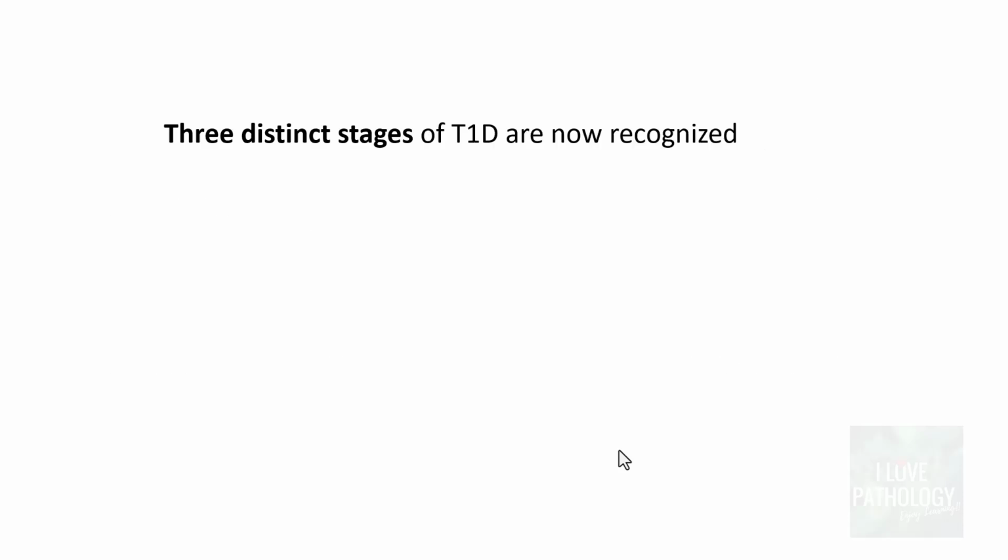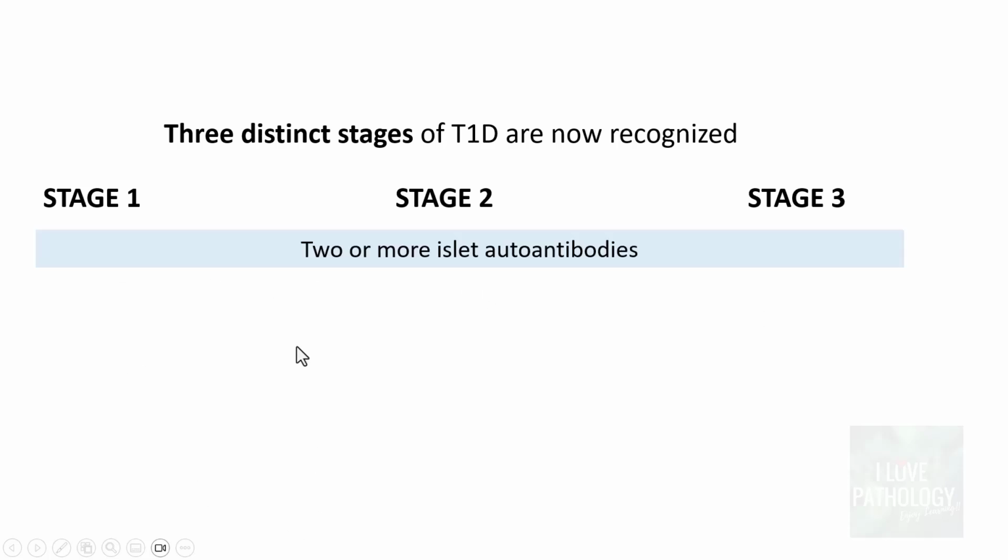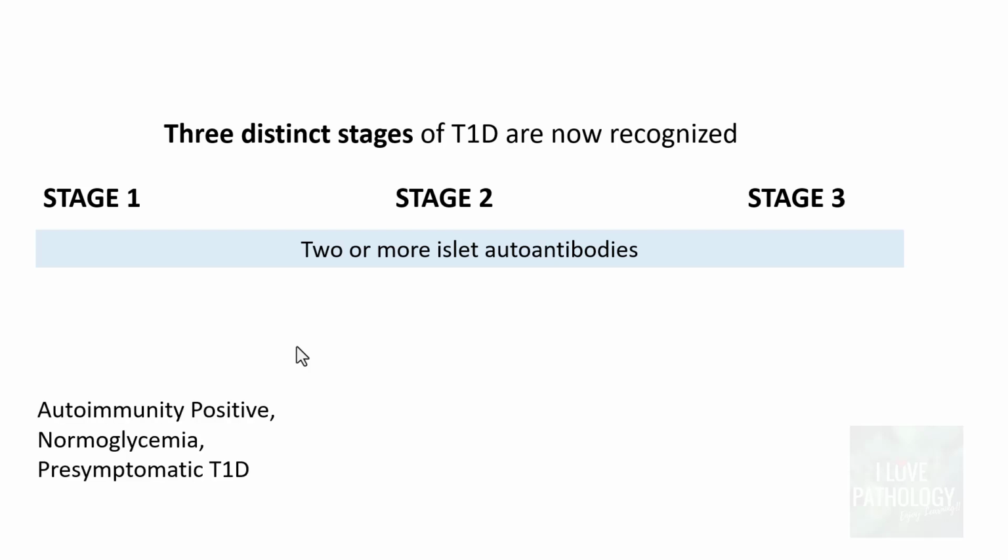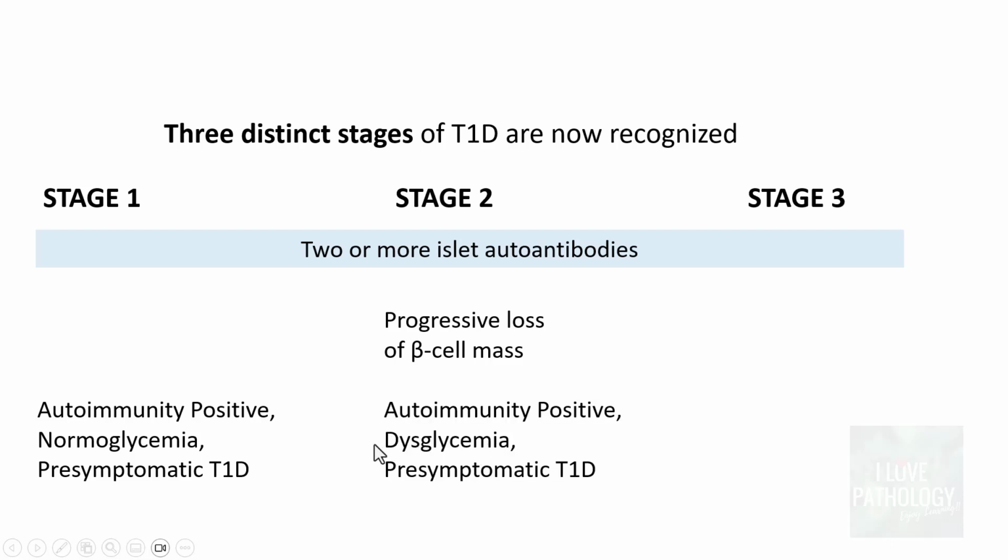And we know that there are three distinct stages of type 1 diabetes mellitus: stage 1, stage 2, and stage 3. In all these stages you should demonstrate the presence of two or more islet autoantibodies. Stage 1 is usually pre-symptomatic type 1 diabetes mellitus, where the glucose levels are normal. Of course, autoimmunity is positive because you demonstrate the presence of islet autoantibodies. Whereas in stage 2, there is progressive loss of beta cell mass, which results in dysglycemia and impaired glucose tolerance. That's also called pre-symptomatic type 1 diabetes mellitus.